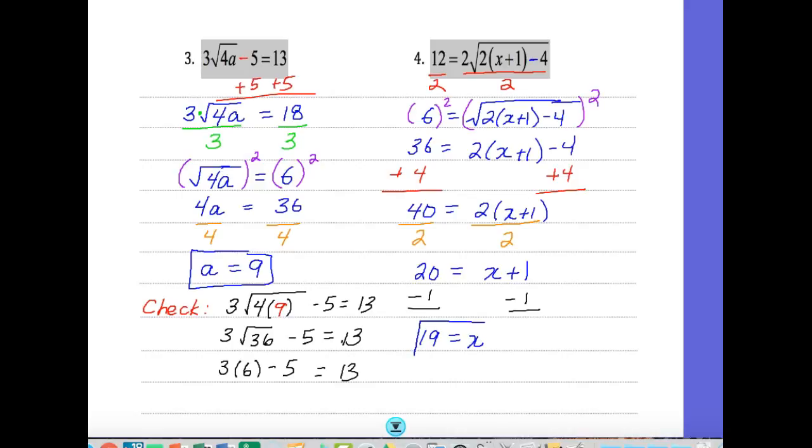I'm going to run out of space here. I'm going to tell you that the answer does check out there. X is 19, but if you wanted to, you can go back and plug it in like I did here on the check.